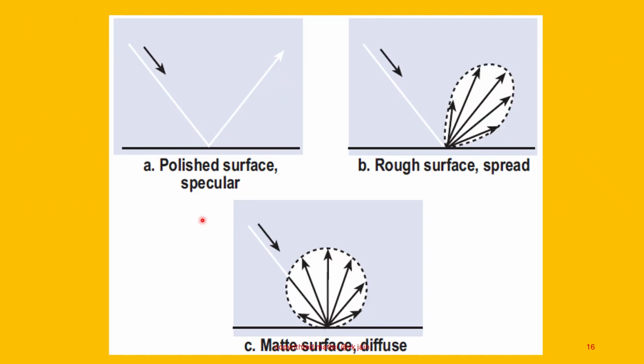Friends, according to architecture, a polished surface provides specular reflection, whereas a rough surface provides spread illumination. And third is matte surface, which provides a diffuse illumination.